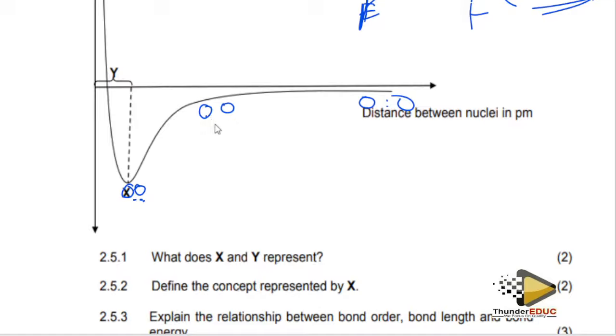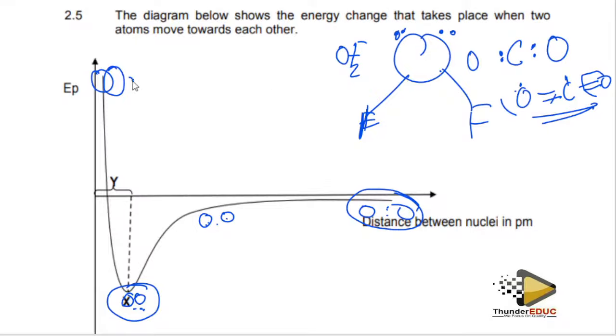Can I repeat? Here the force of attraction and repulsion is almost zero. Here the force of attraction is increasing, outweighing the force of repulsion. Here the force of attraction is greater than the force of repulsion. But now here the force of repulsion is greater than the force of attraction. That's why the energy now increases.